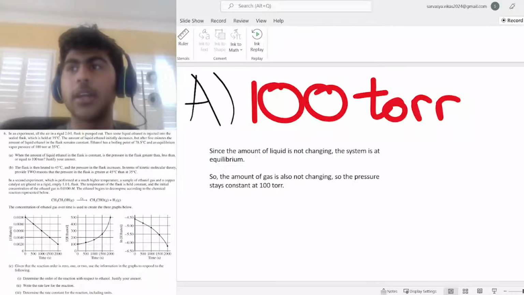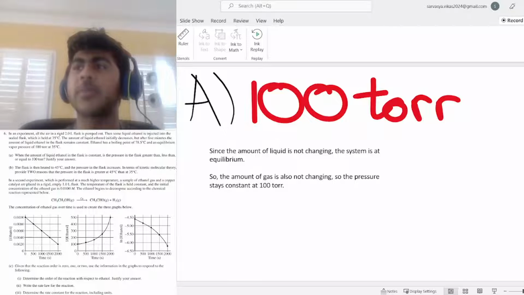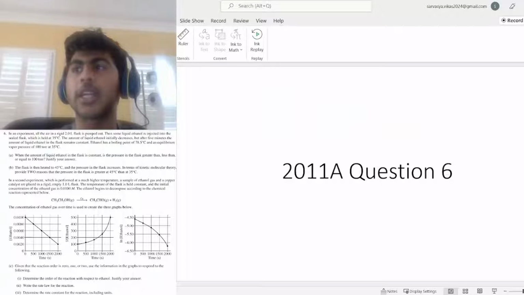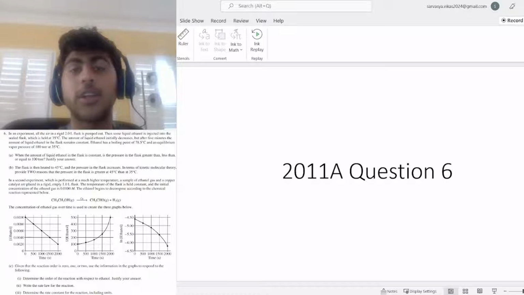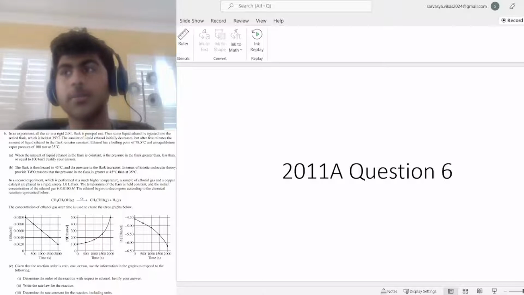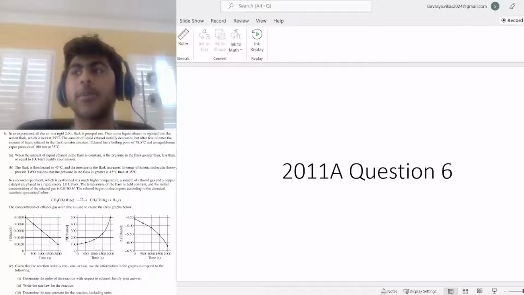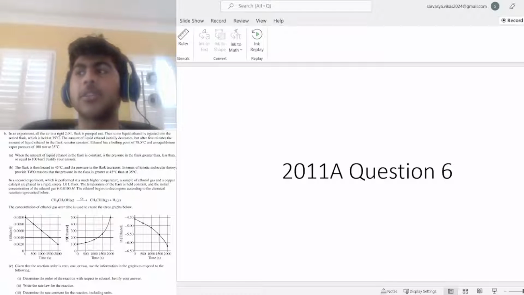Alright, so part A, we're told that in an experiment, all the air in a rigid 2.0 liter flask is pumped out. Then some liquid ethanol is injected into the flask, which is held at 35 degrees Celsius. The amount of liquid ethanol initially decreases, but after 5 minutes, the amount of liquid ethanol in the flask remains constant. Ethanol has a boiling point of 78.5 degrees Celsius and an equilibrium vapor pressure of 100 torr at 35 degrees Celsius. So then, we're asked when the amount of liquid ethanol in the flask is constant, is the pressure in the flask greater than, less than, or equal to 100 torr? And we're asked to justify our answer.